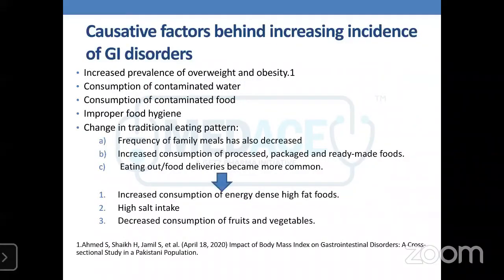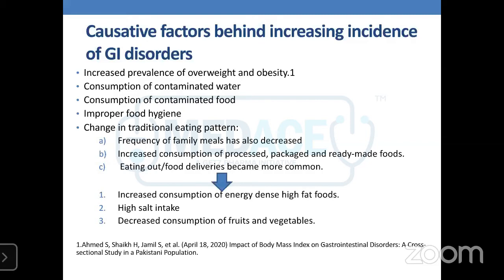This is something very important: to identify the factors behind the increasing incidence of GI disorders. Number one, I have included the factors which are related to the diet. The first factor is increased prevalence of overweight and obesity. We all know that the rates of obesity are increasing at a very rapid rate in our country, and one in four adults is obese or overweight in our population.